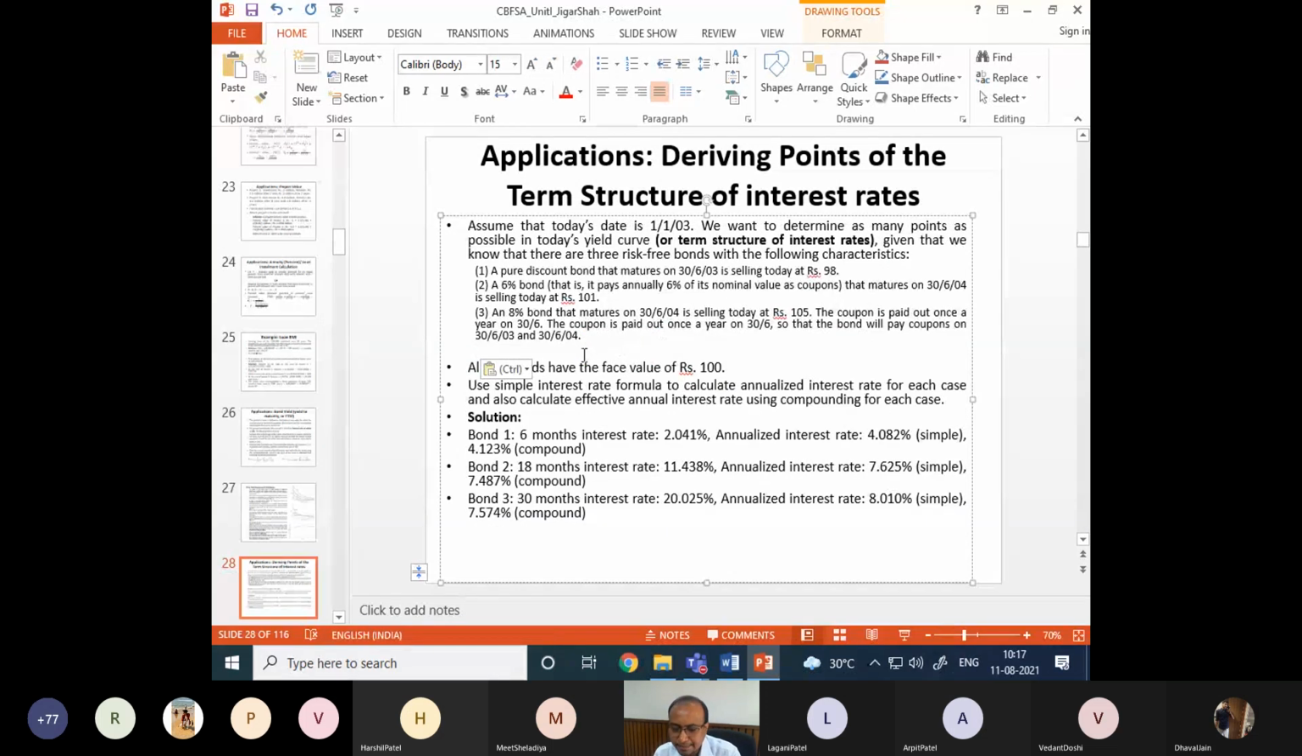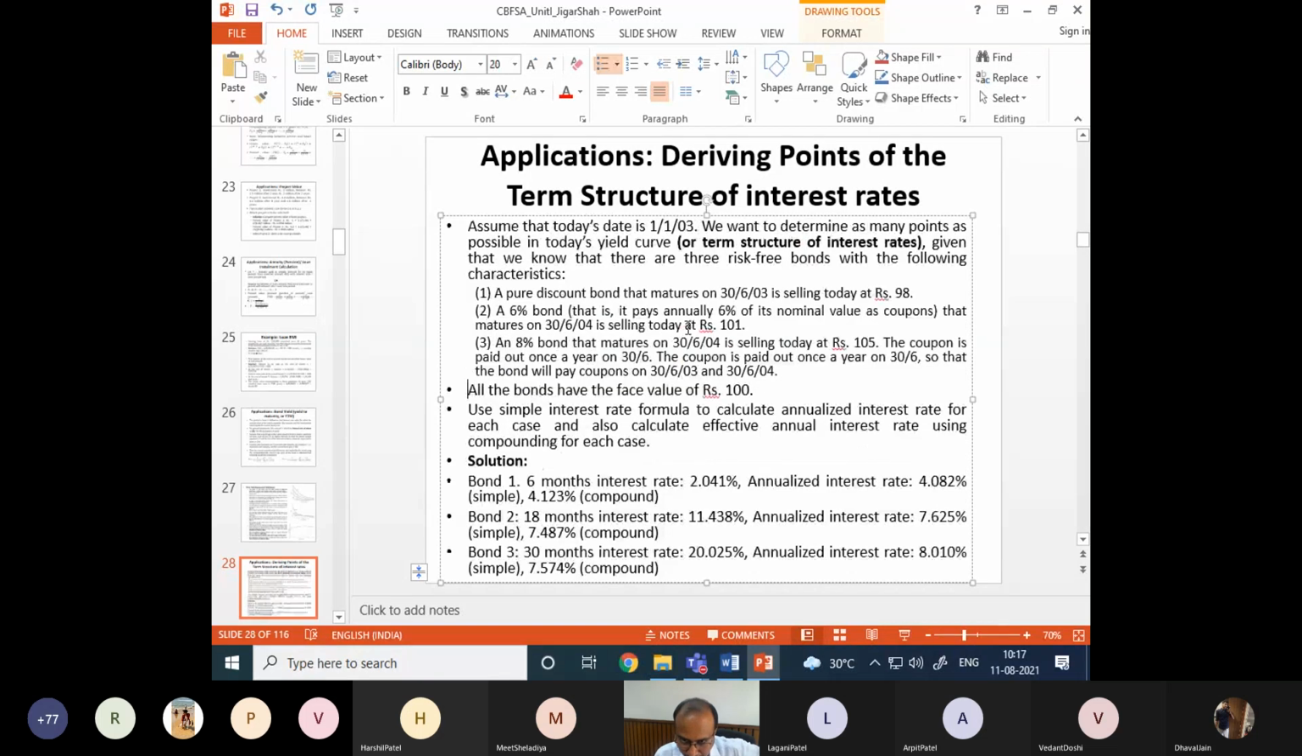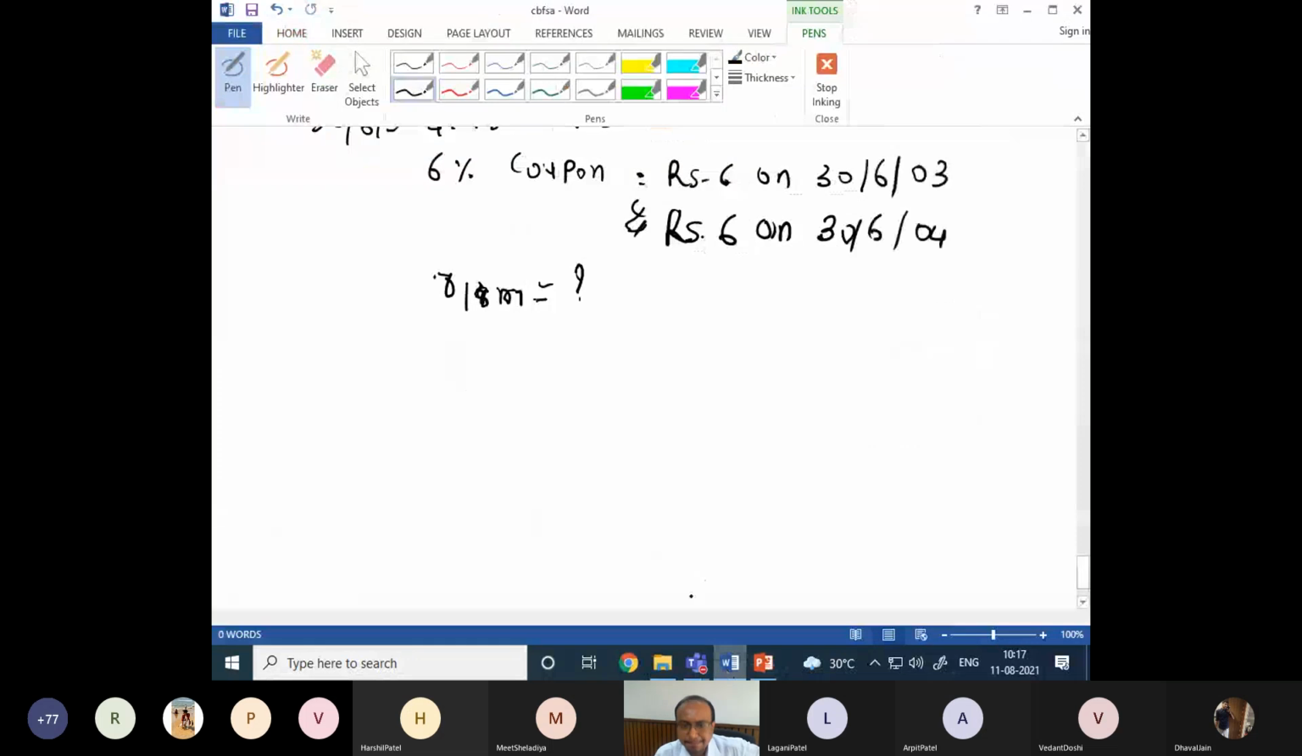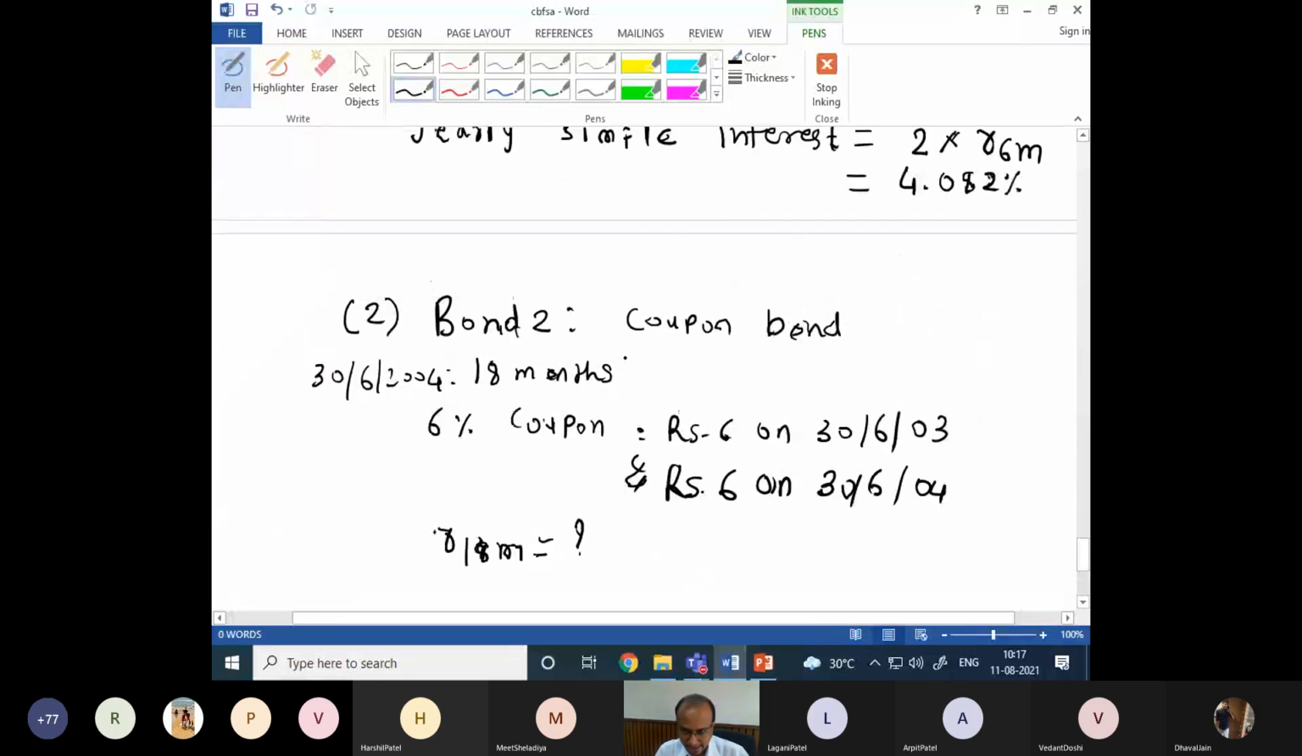Let me go by this data. So the first bond is maturing on this date, and it will pay a coupon of 6%. Now the second bond is maturing on this date, 30th June 2004, and it pays two coupons, on 30th June 2003 and 30th June 2004, and its today's price is 105. So now let me summarize this in the Word document and then we solve it.